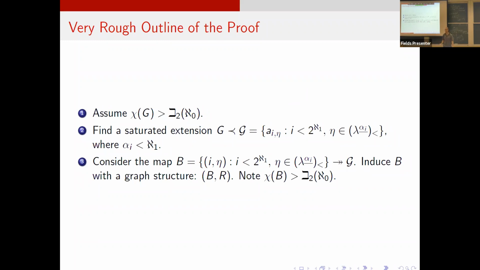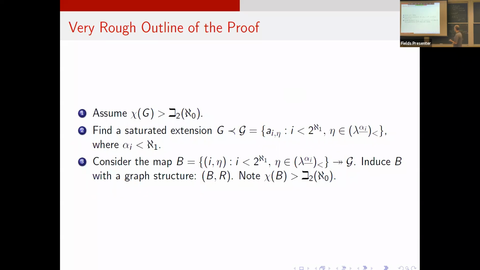It's a surjective map. We can use this map to induce a graph structure on this set of pairs, such that any two are connected if and only if their images are connected. It's a homomorphism of graphs. And you can also show that the induced graph on this B also has this large chromatic number.